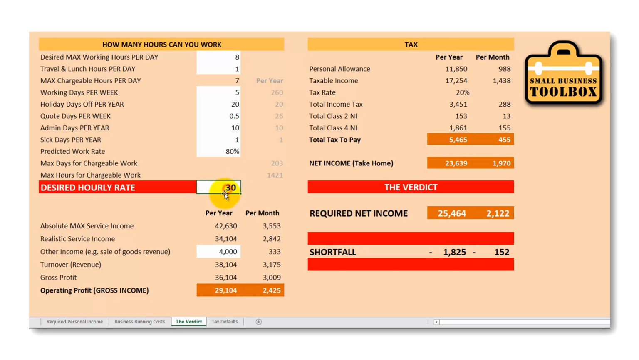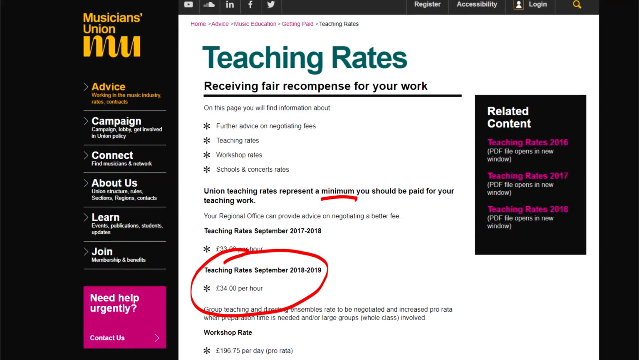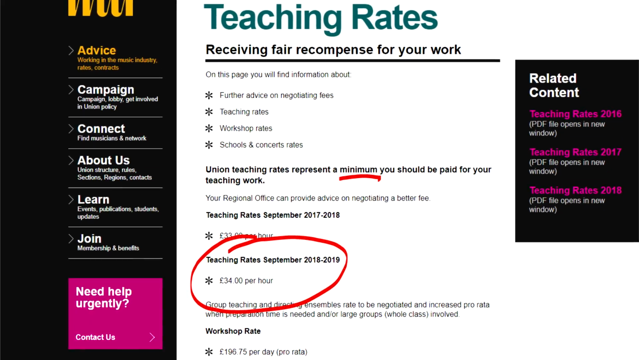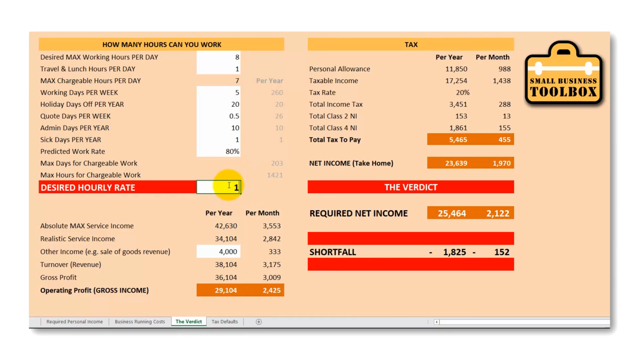So when I used to teach drums, I used to charge £30 an hour for my lessons, and that was the minimum recommended teaching rate for private tuition. I would regularly see people going out and charging £10 an hour for lessons. Well, there you go. There's your answer to that. It's certainly not enough to build a business on, and it's certainly not enough to live on.